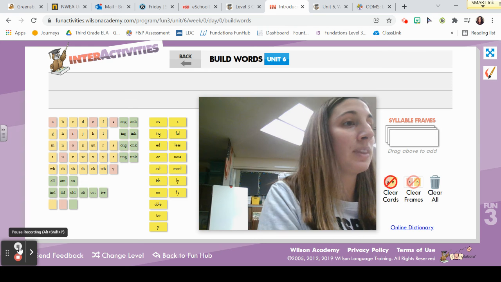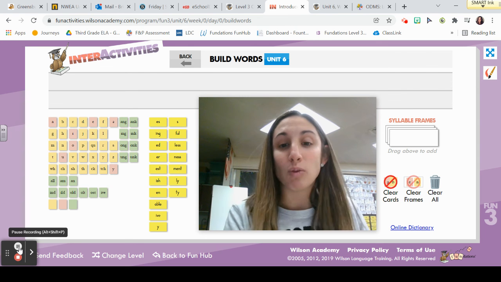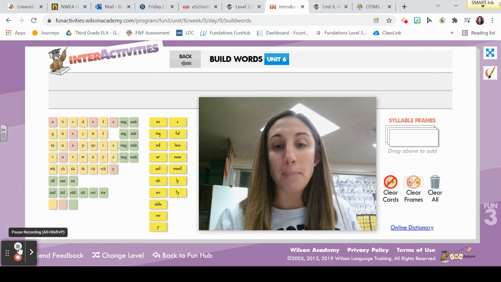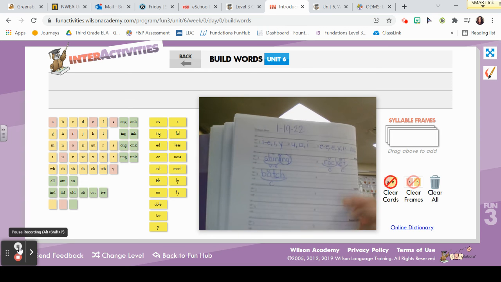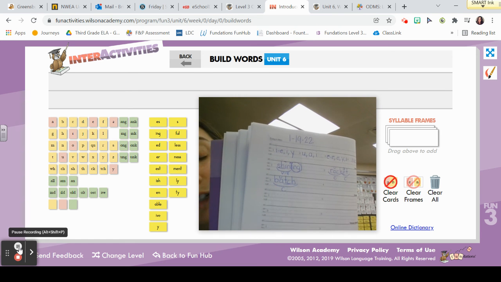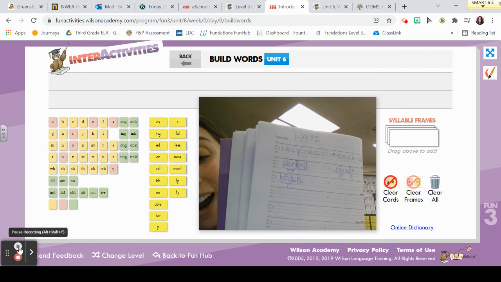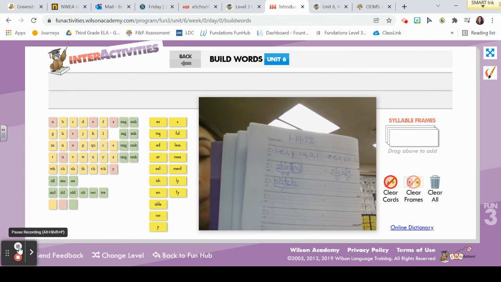Number 3, batch. I baked a batch of 12 cookies. Batch. Hopefully that one was easier for you, but hopefully you remembered after a short vowel, what do we do for our ch sound, right? The trigraph TCH, and it is a closed syllable for batch.